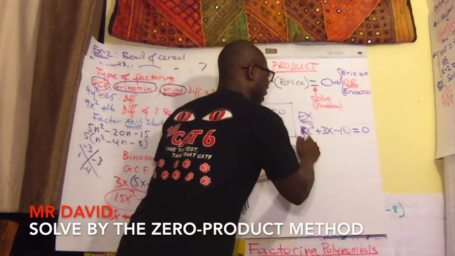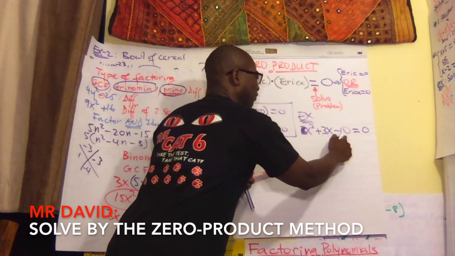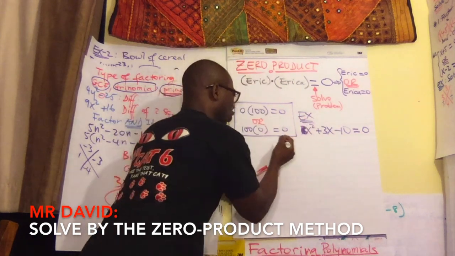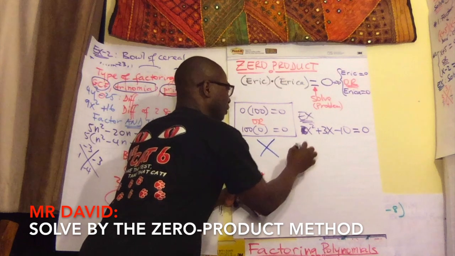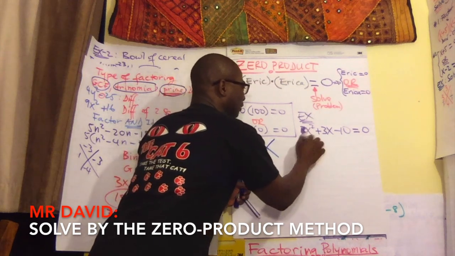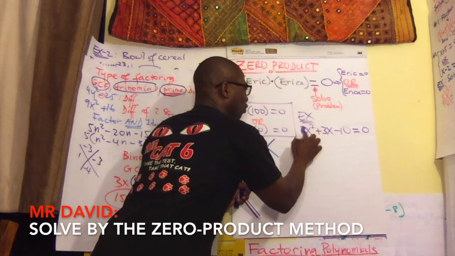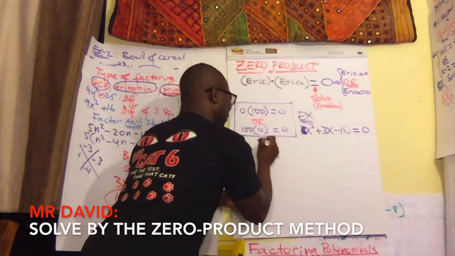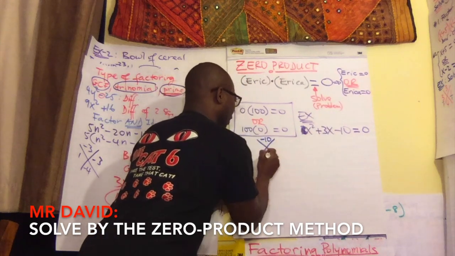So x squared, 3x, negative 10. There's no GCF. Let's try the diamond. Let's try the x method. 1 times negative 10 is negative 10. The 3 comes here.